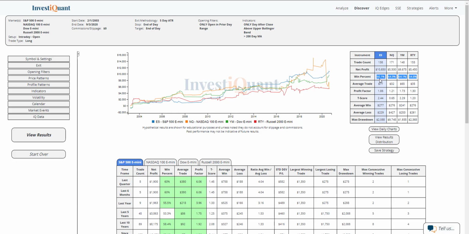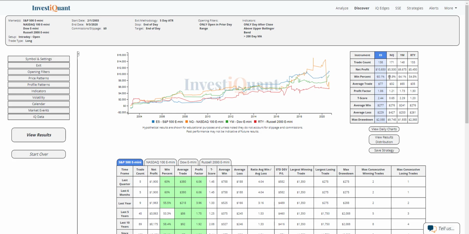So S&P, about 60% of these closing higher than the opening price. The NASDAQ a little bit stronger, 65%. The Dow 64%, and the Russell is the weakest at 55%. But all of these have historically been a little bit bullish when this pattern is in play. Let's take a look at the average win and average loss. So it looks like for the S&P, the average win has been a little bit bigger than the average loss here on those 60% of winners.